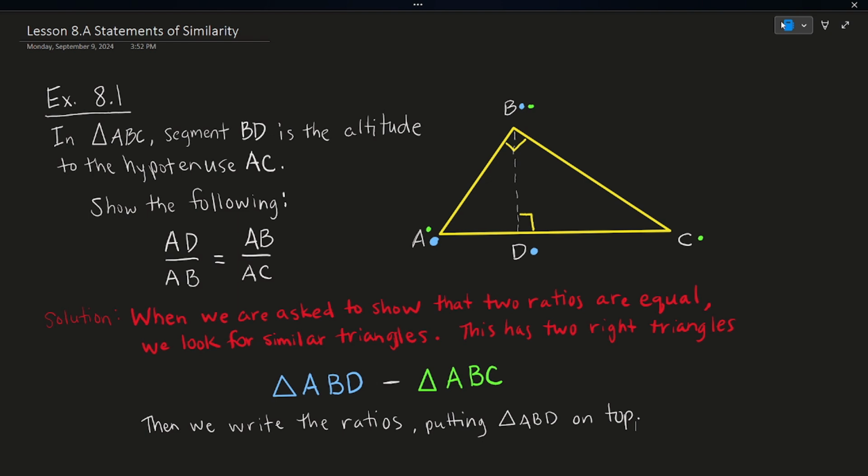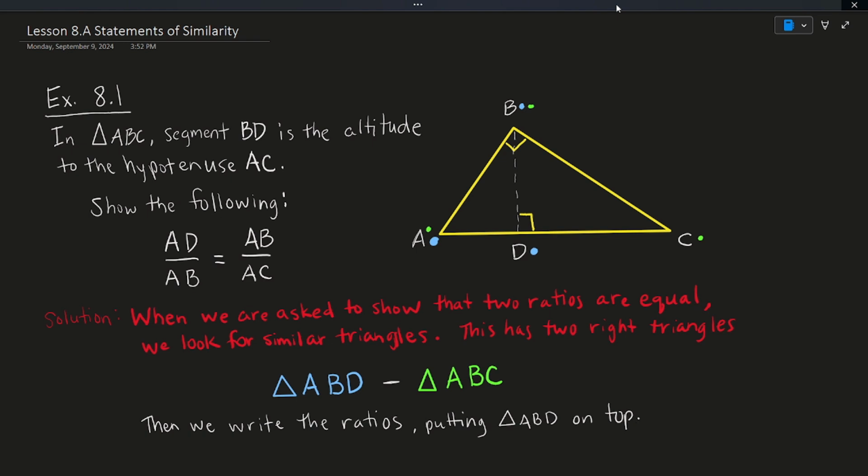Alright, jumping right into Lesson 8. 8A, Statements of Similarity. You can go ahead and read over what the book has for you. And then we're going to jump into example 8.1. It shows in triangle ABC, segment BD is the altitude to the hypotenuse AC, showing the following: AD over AB is equal to AB over AC.